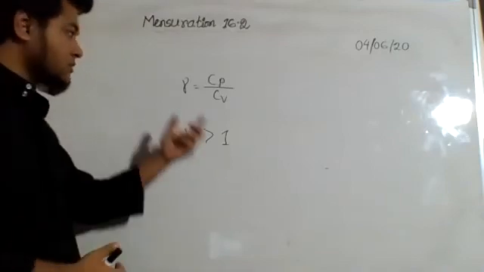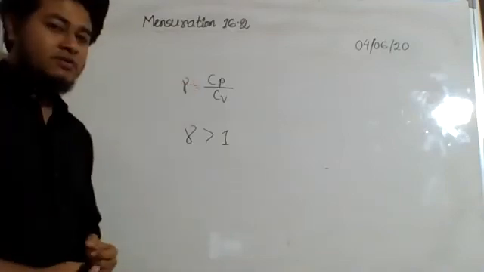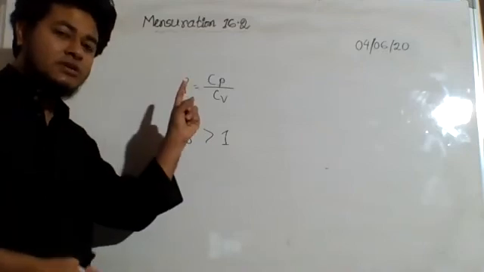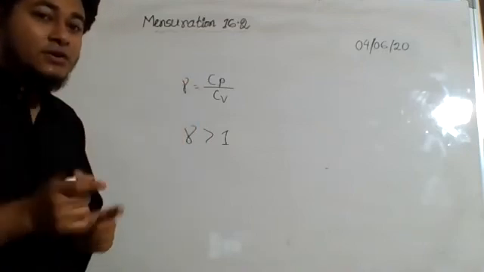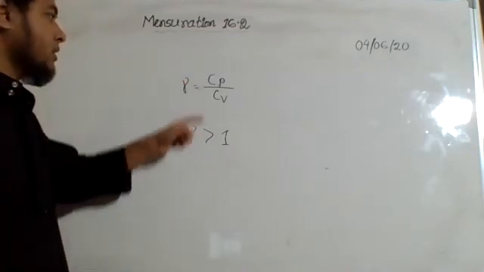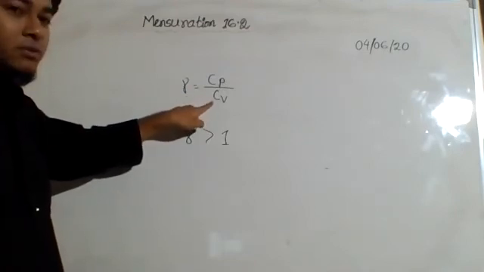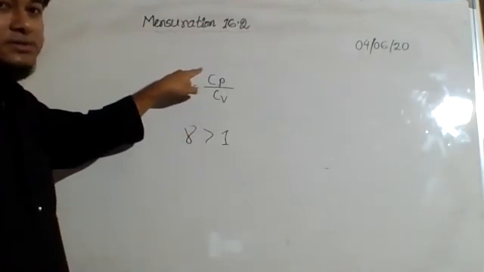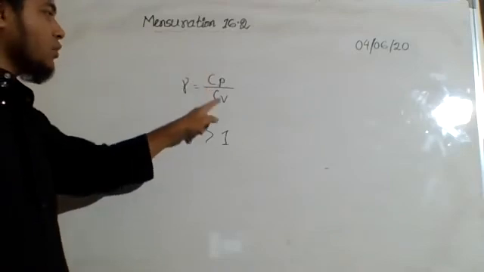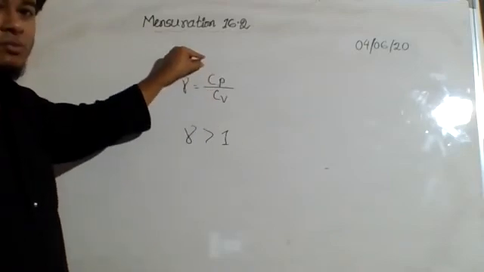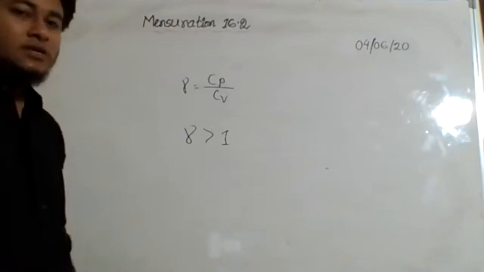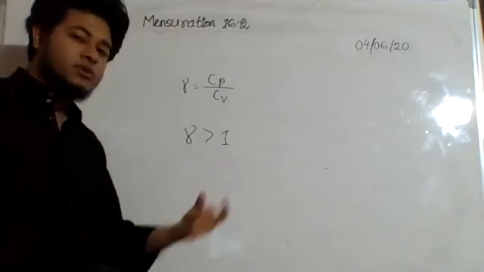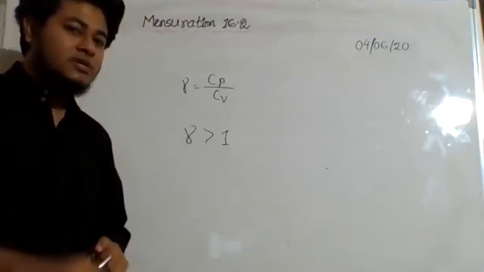Why? Because gamma is equal to a fraction, right? This fraction always has a greater numerator than the denominator. Since this is Cv, the denominator, the numerator is Cp. We know that Cp is always greater than Cv. So the numerator is always greater than the denominator. So the result that you are going to get is always going to be greater than 1.